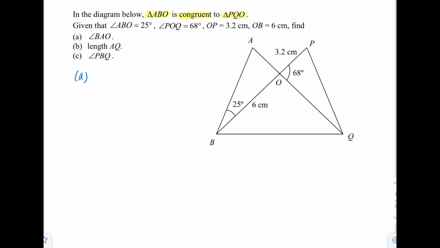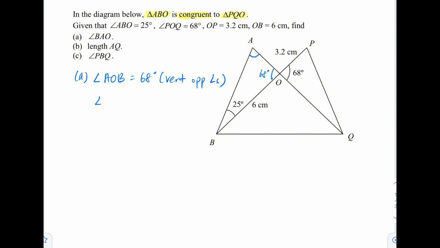So in the first part, I need to find angle BAO. So angle BAO is here. In order to find angle BAO, you can use the angle properties that you have learned in Set 1 to help you. So we can see that this angle AOB must be 68 degrees because it is actually vertically opposite angles, right? So let's write that down first. Angle AOB is 68 degrees using vertically opposite angles, an angle property learned in Set 1.